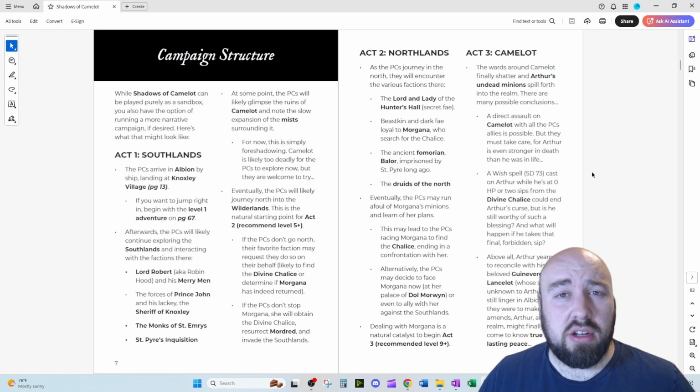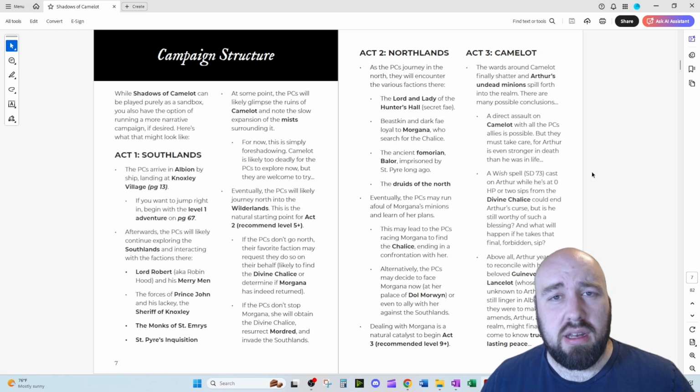A wish spell cast on Arthur while he's at 0 hit points, or 2 sips from the divine chalice, would be enough to end his curse. But is Arthur still worthy of such a blessing? And what would happen if he took that final forbidden sip that imbued him with near divine power. Could he still be trusted to rule the realm, or would he finally become the tyrant that Morgana believed he was all along? But there is another way.